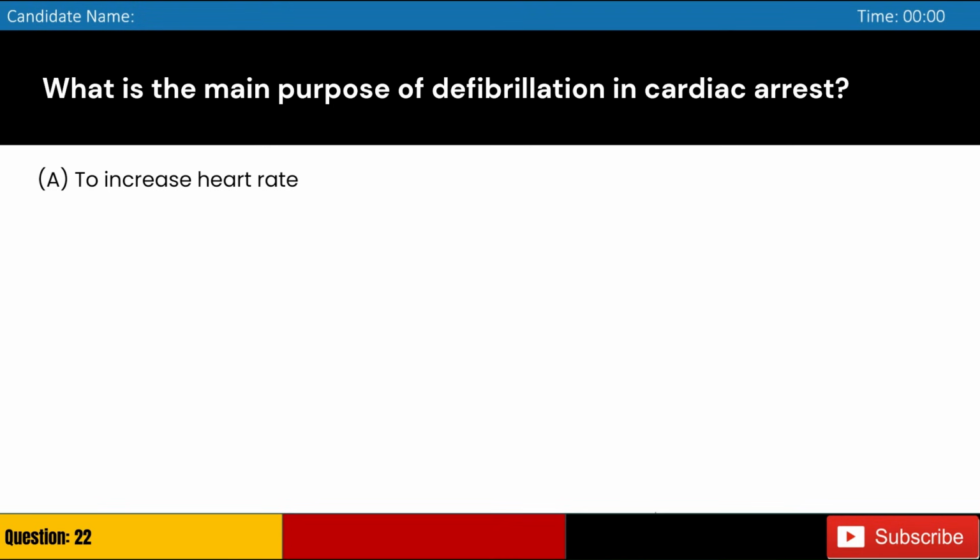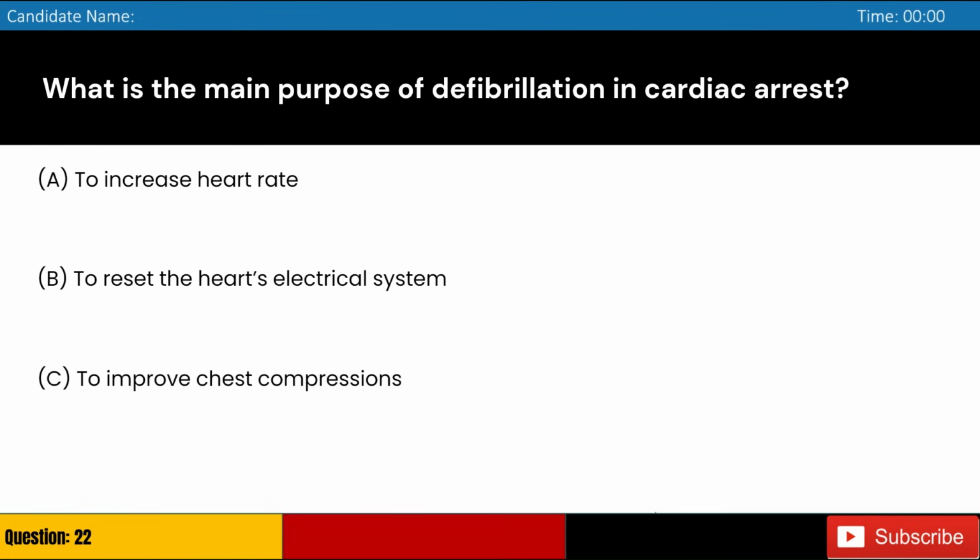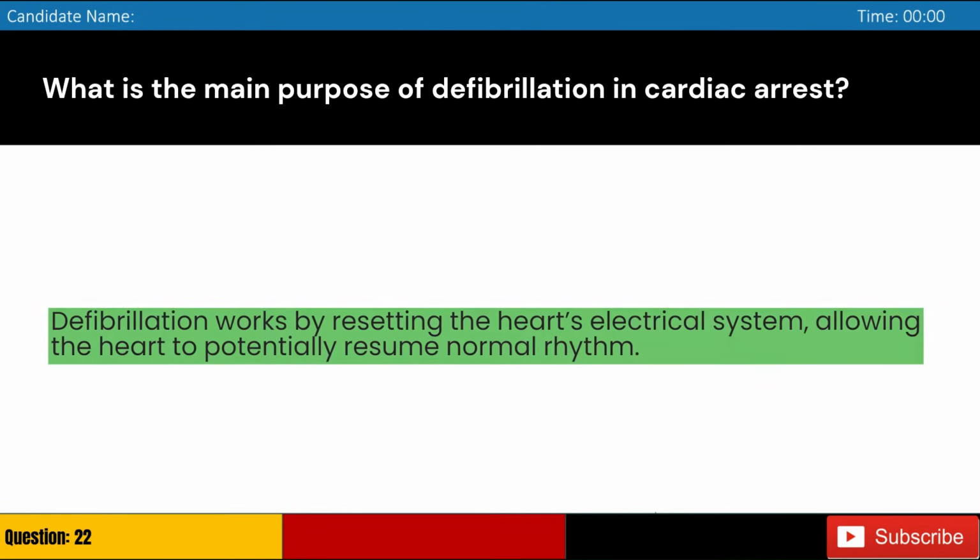What is the main purpose of defibrillation in cardiac arrest? A. To increase heart rate. B. To reset the heart's electrical system. C. To improve chest compressions. D. To provide oxygen to the heart. Answer B. Defibrillation works by resetting the heart's electrical system, allowing the heart to potentially resume normal rhythm.